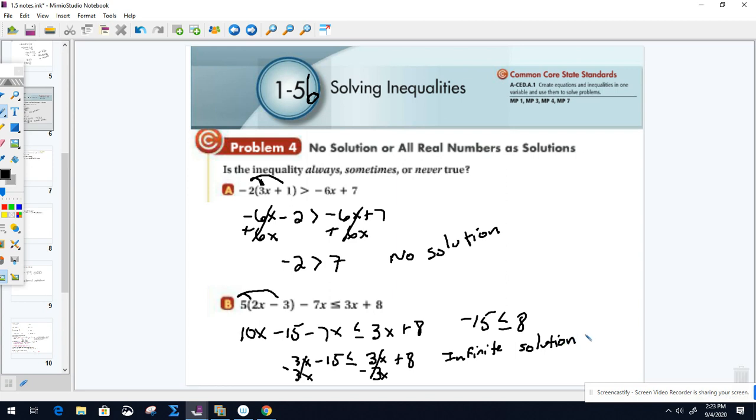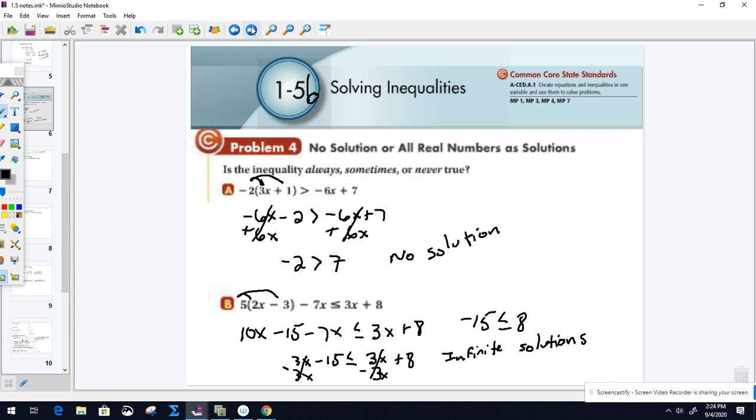So if you have problems that ask you, like in these problems, is the inequality always, sometimes, or never true? This one right here would be never because there's no solution. This one would be always because there's infinite solutions. And if you actually get an answer like we did last class, then it's just sometimes. So let's take a look at the next type of problem here.